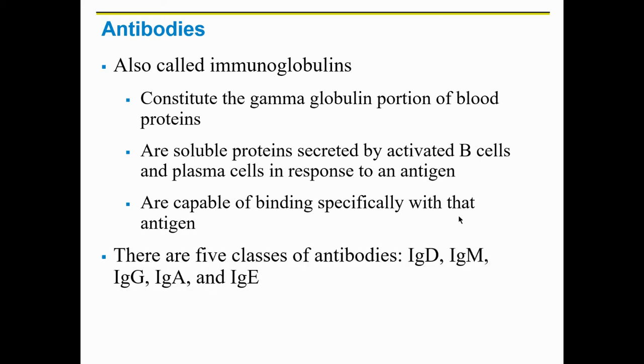Well, they're not all exactly the same. There are 5 different types or classes of antibodies. There's IgD, IgM, IgG, IgA, and IgE. An easy way to remember the acronym is to remember the word MADGE, M-A-D-G-E, or if you're a gamer, GAMED, G-A-M-E-D. Those letters do not mean anything.